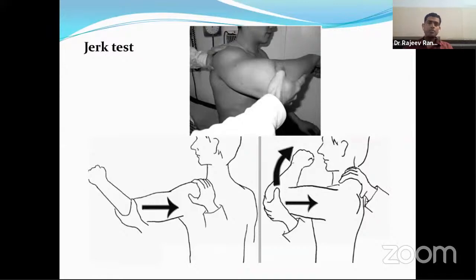Jerk test. This test is done to mark the presence of posterior instability. In this there is 90-degree abduction of the shoulder, and there is internal rotation, and slight flexion is present, and a posteriorly directed axial force is applied. If posterior inferior subluxation is present, or the patient feels there is subluxation posteriorly, then this indicates posterior instability of that shoulder.